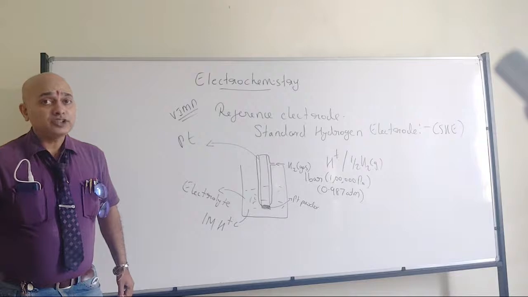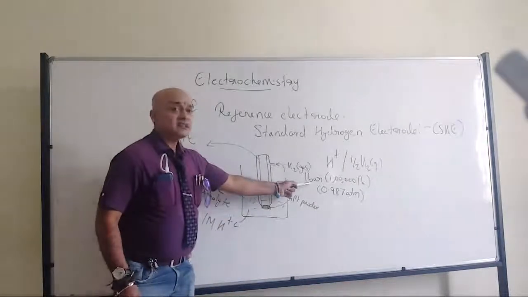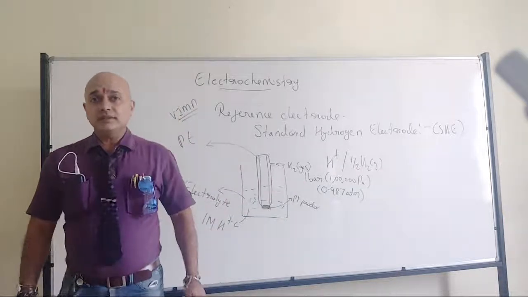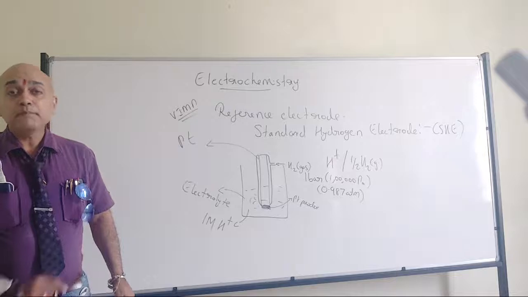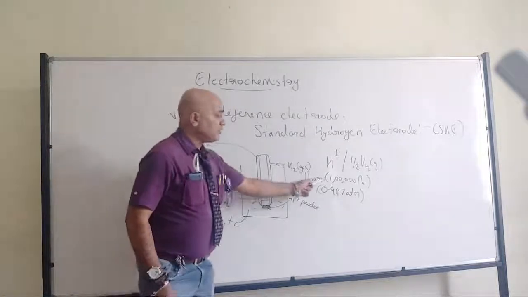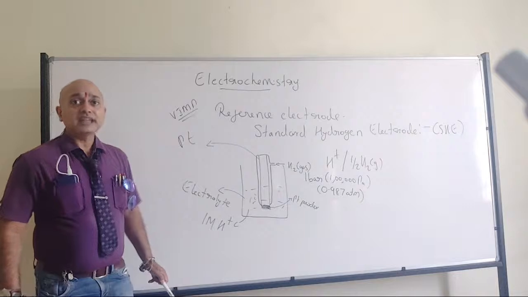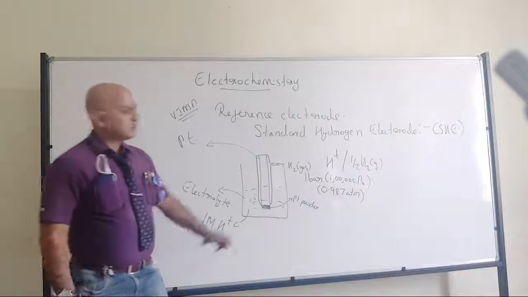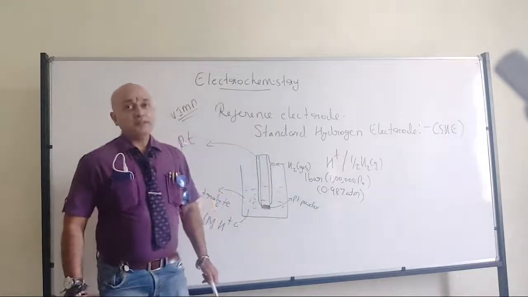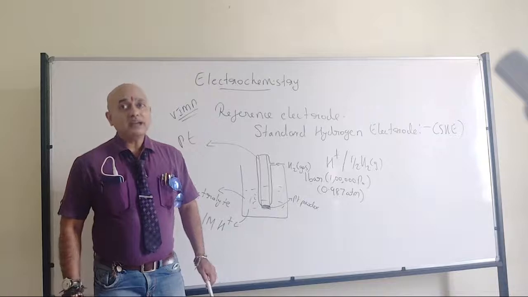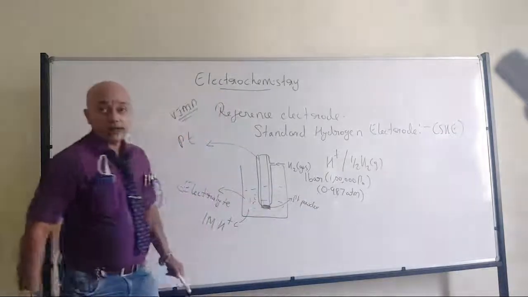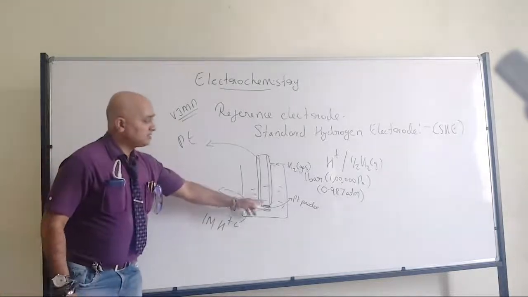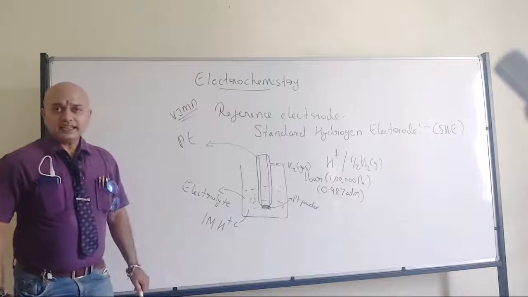But don't ever mention, as some students do, 1 Pascal. It will be wrong. 1 bar is not equal to 1 Pascal. 1 bar is equal to 1 lakh Pascal. So they are not equal. Many students will write 1 atm. Okay, fine, if I consider approximate value, fine. But otherwise it's not equal to 1 atm also. Atm is less than 1 bar. So that's where 1 bar hydrogen gas pressure will be utilized since we are dealing with the standard electrode.